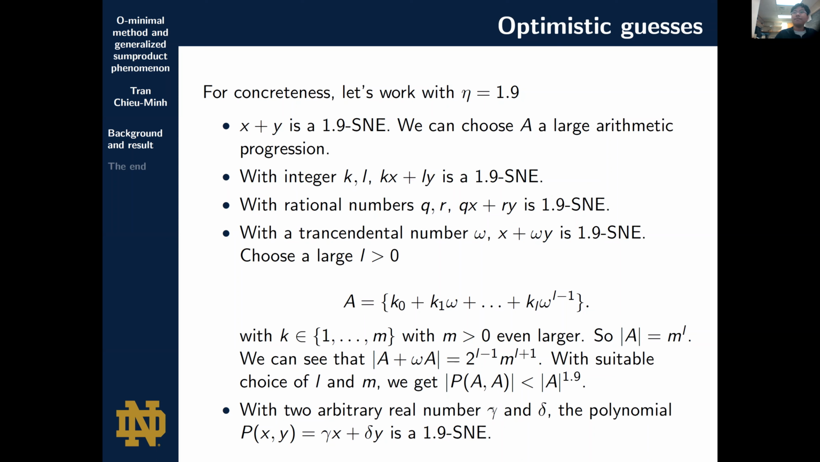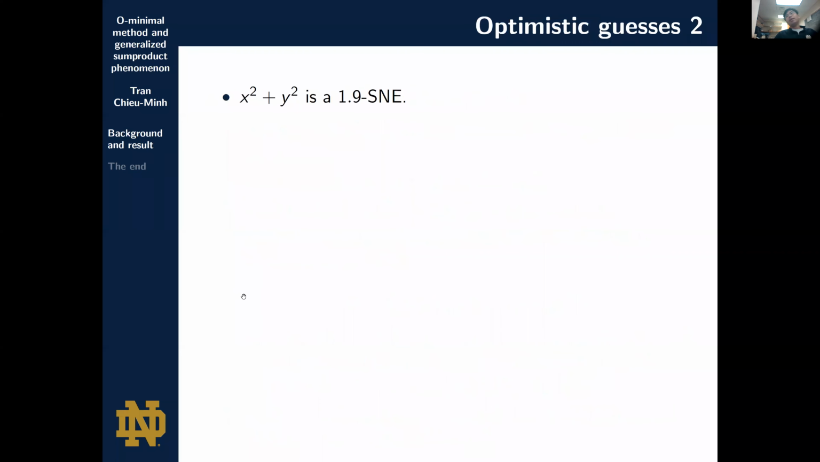Any questions? All right. But you can see that in fact x squared plus y squared is also a 1.9 symmetric non-expander as well. x squared plus y squared is not too different from x plus y. Instead of an arithmetic progression, you can choose A to be sort of the square root of an arithmetic progression.